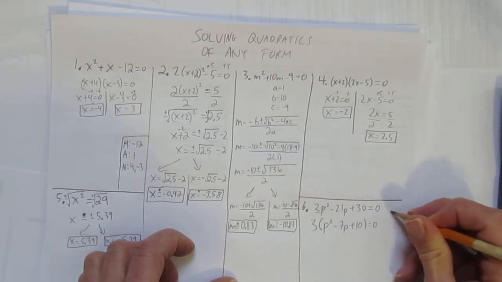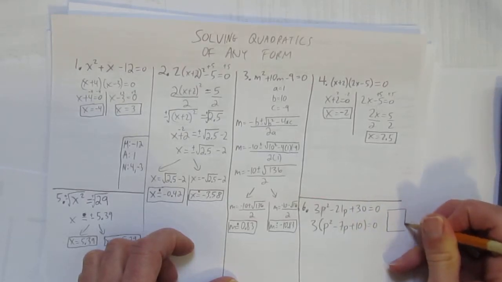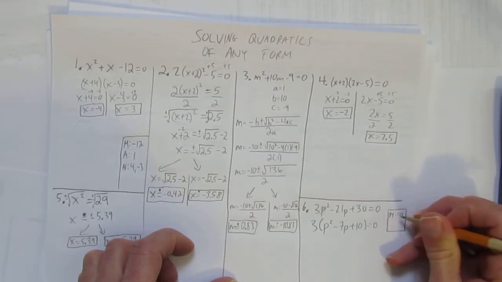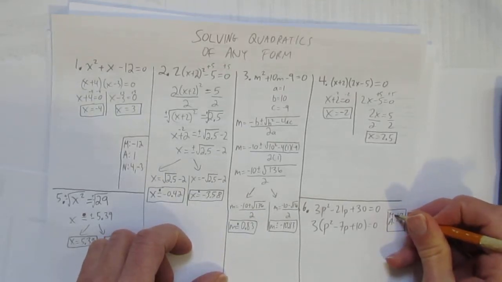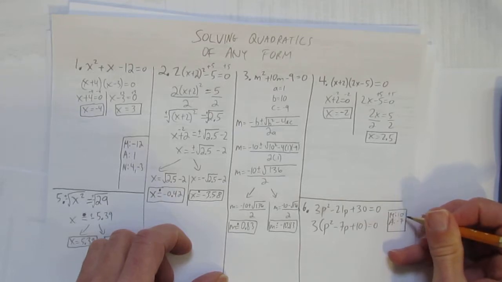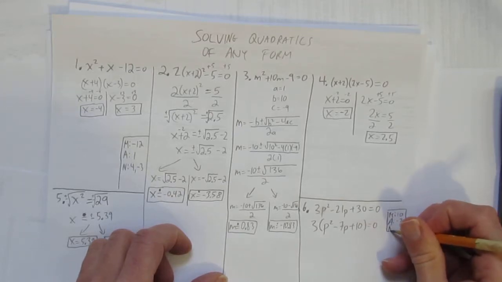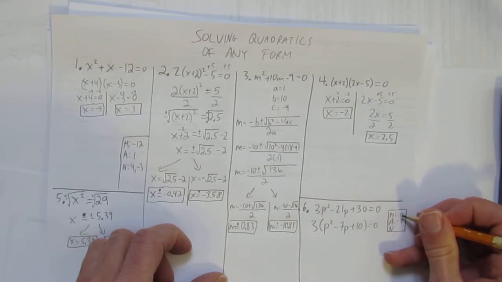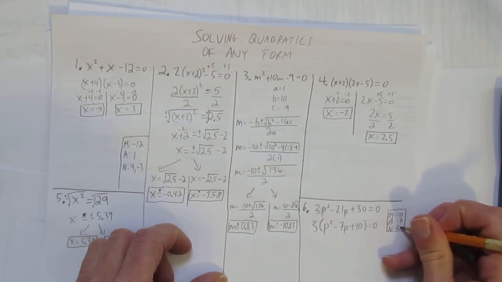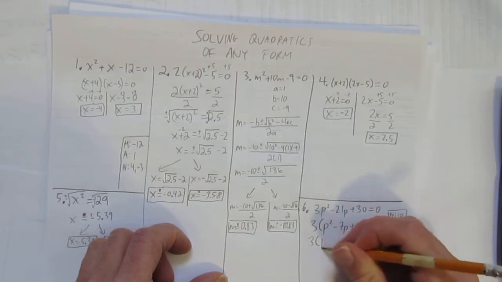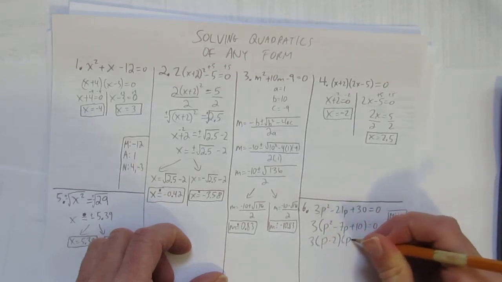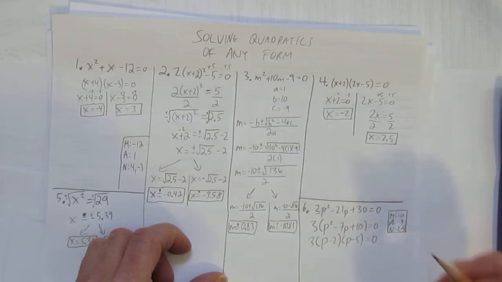And now we can factor using BergMAN technique. I'm trying to multiply to positive 10 and add to negative 7. You can use your calculator to see what multiplies to 10 and guess and check till you get it. And I can see to multiply to 10 it's either 1 and 10, that won't work, or 2 and 5. And I just need to make the 2 and 5 multiply to 10, add to negative 7. The only way to do that would be with negative 2 and negative 5. So I get 3 times p minus 2 times p minus 5 equals 0, but we're not quite done.